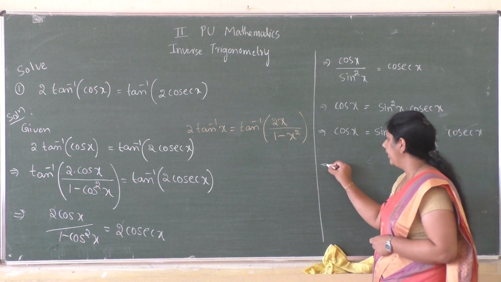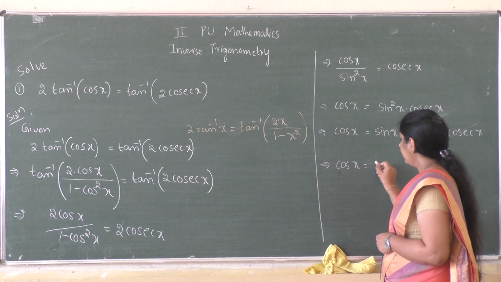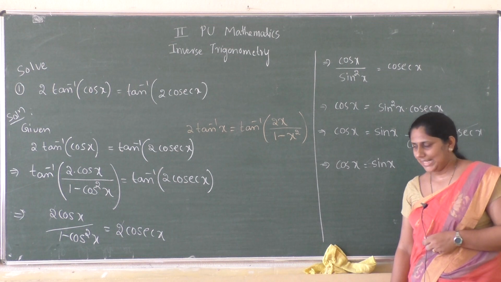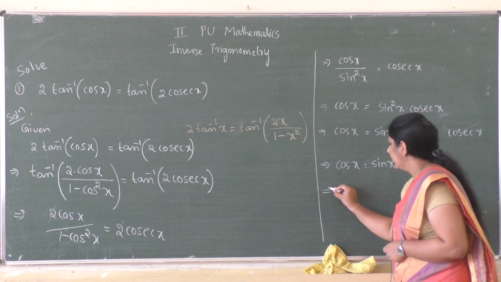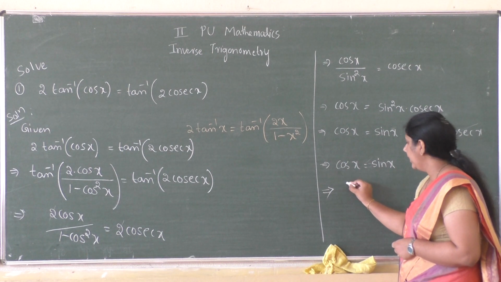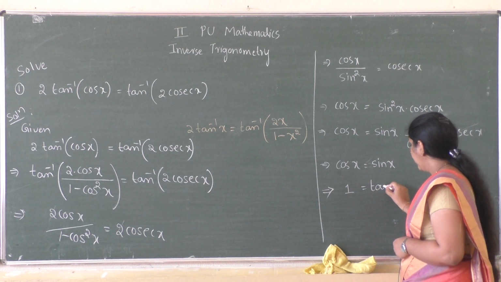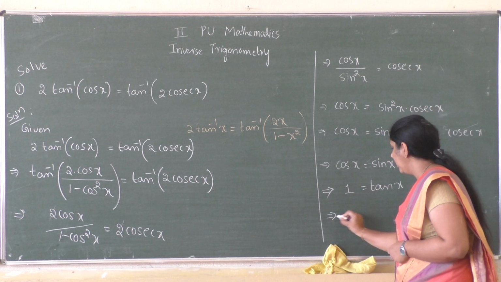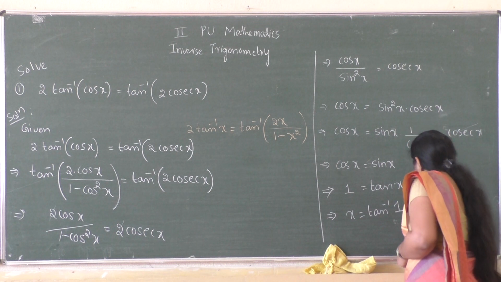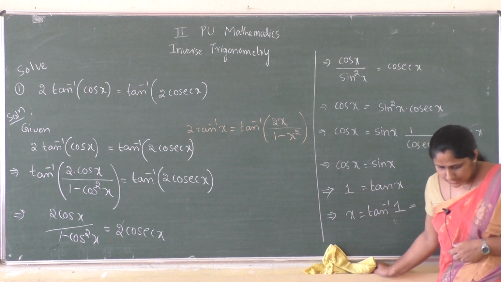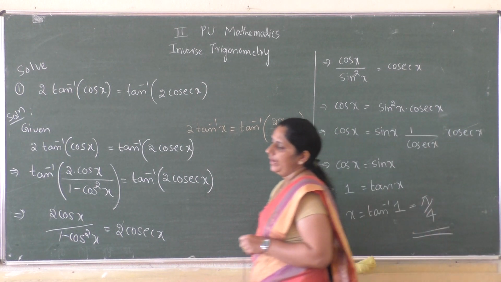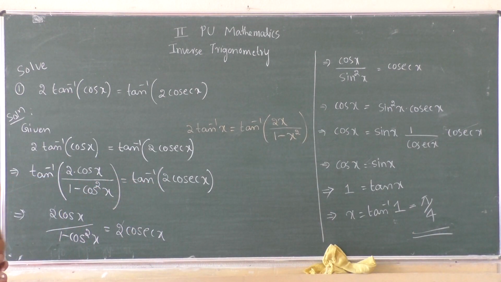So what is the remaining term? We have cos x equal to sin x, or this can be written as, divide throughout by cos x. We get here 1 equal to tan x, or x equal to tan inverse 1. But what is the value of tan inverse 1? What is the principal value? Pi by 4. So here we get value of x as pi by 4.